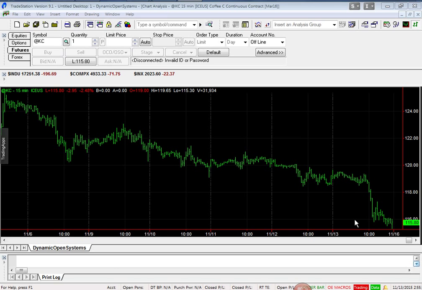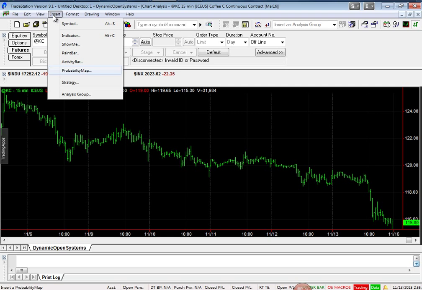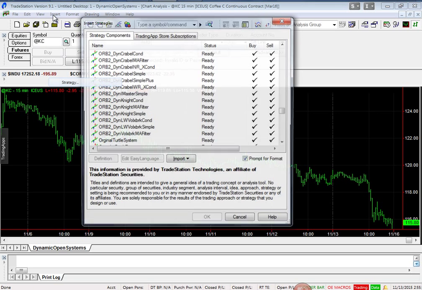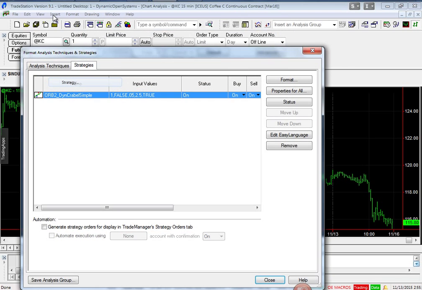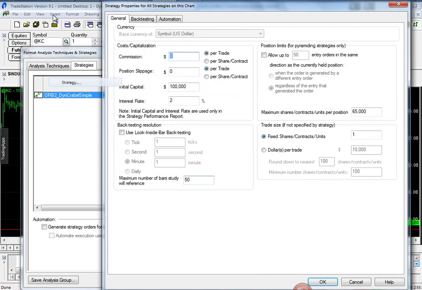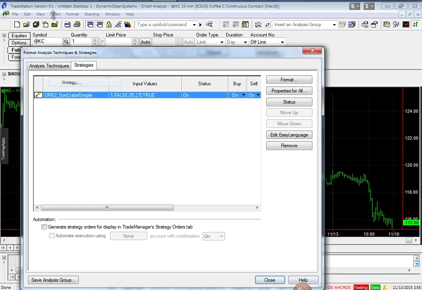First thing we're going to do is set up, like we had before, the simple Crabel stretch system on the default. We are not going to put slippage and commission in quite yet.